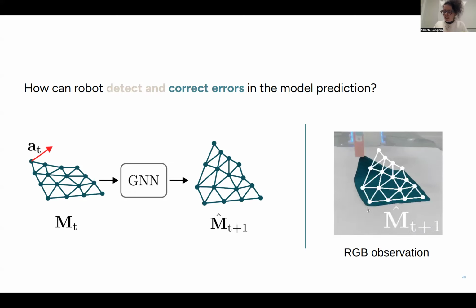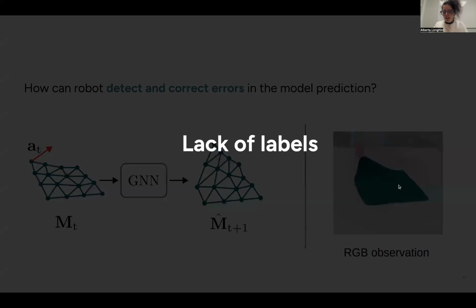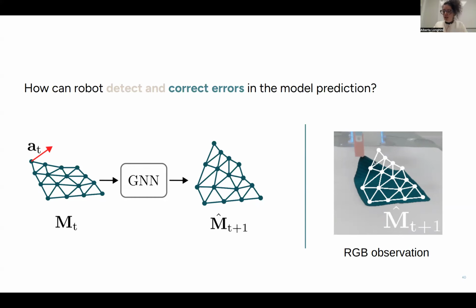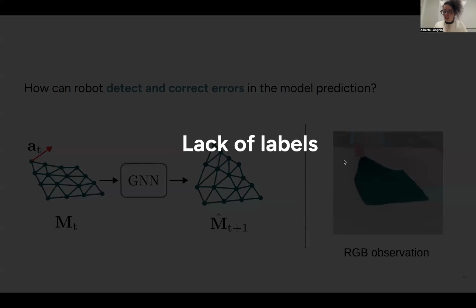And detecting error, for example, can be done by projecting the 3D prediction over the image, and you can see that the overall shape covered by the 3D state does not match the image one. What we can still see is that the problem is lack of labels. We don't have labels in the real world about the ground truth 3D states, so again, now we need to find a way to address the problem.